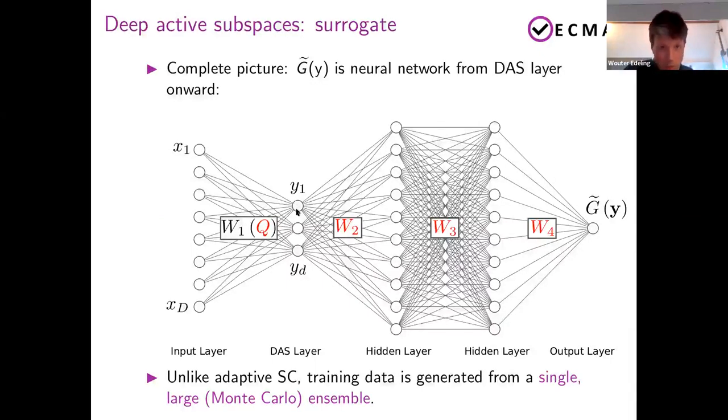So once you've got that in place, then this bit is done. And then the surrogate is just the feed-forward network, the network after the first layer. And for this, I don't need adaptive sampling. I just need the training database, which I can generate with Monte Carlo.